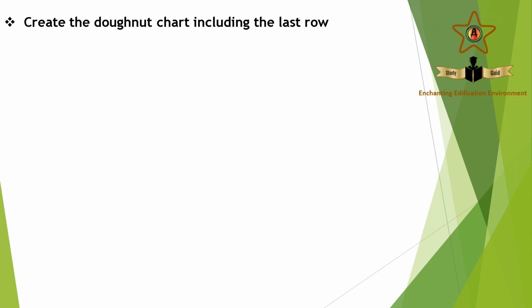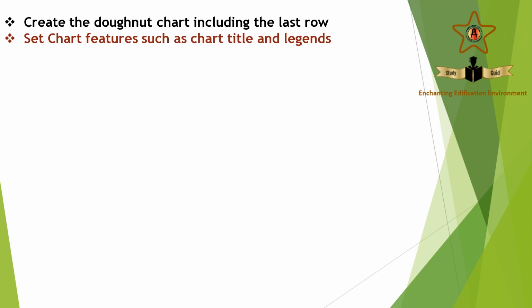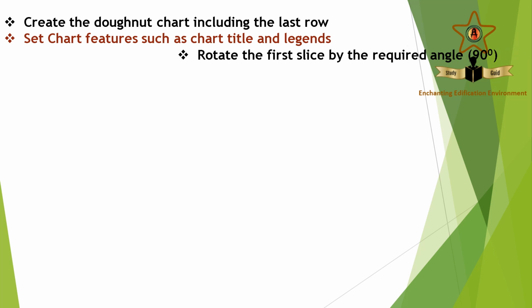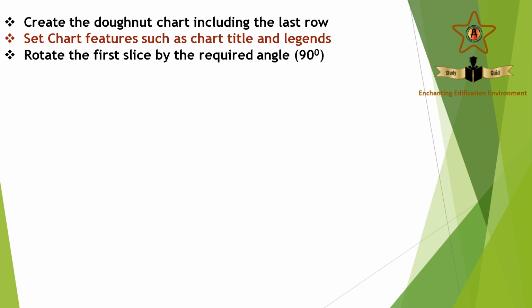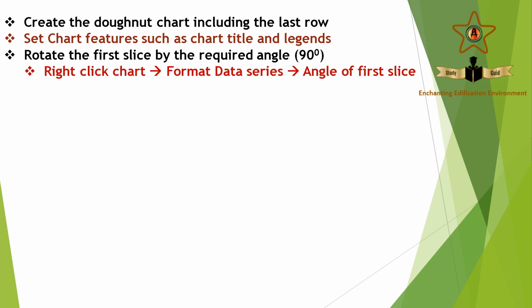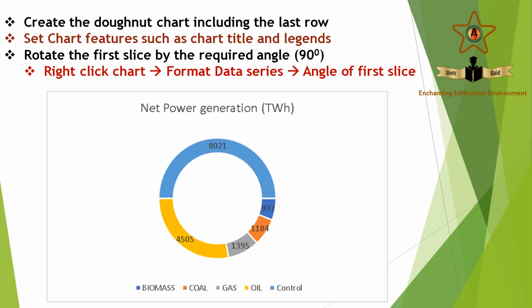Now we create the donut chart including the last row. We can set chart features such as chart title and legend. We can rotate the first slice. Normally we rotate it to 90 degrees. Right click on the chart, select Format Data Series and angle of the first slice to rotate the angle. Now we get a chart similar to this.